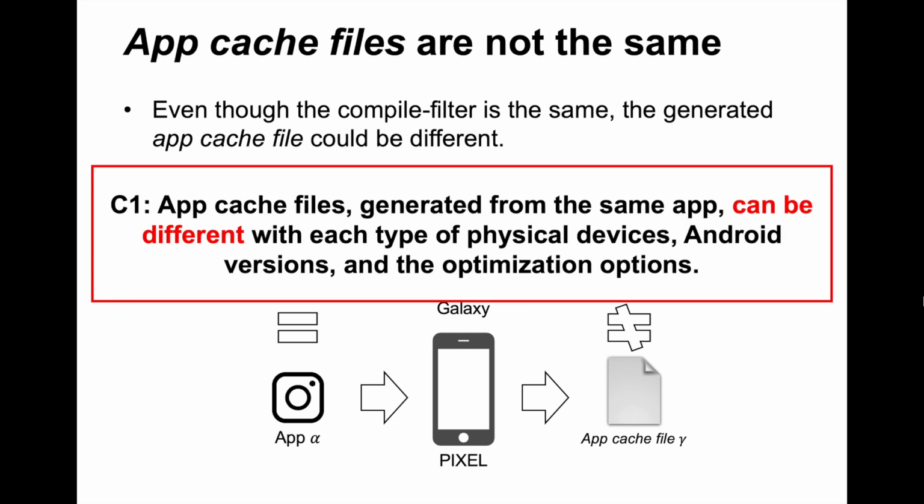Therefore, we have to solve this challenge. The app cache files generated from the same app are different with each type of physical device, Android version, and optimization option.